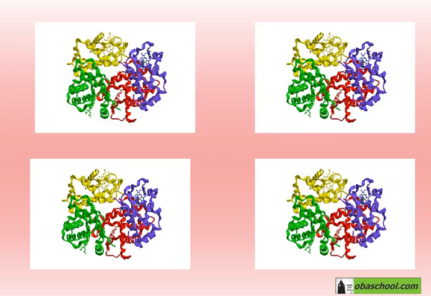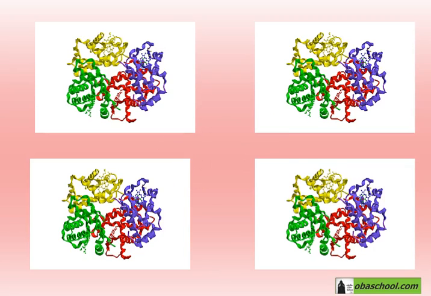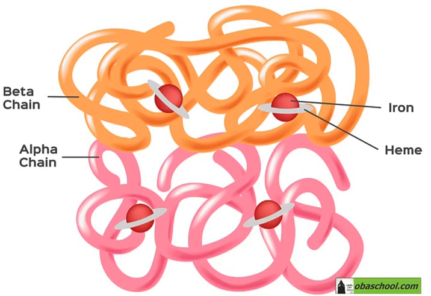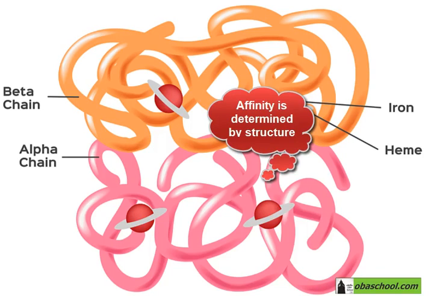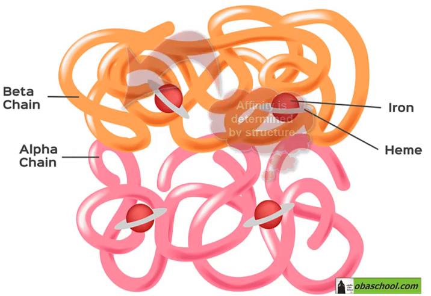We have different types of hemoglobin proteins, and each different type has different properties relating to how they take up oxygen and release oxygen. So why do different hemoglobins have different affinities for oxygen? This is just in the shape of the molecule. This is in the final structure, the 3D structure that the protein takes.